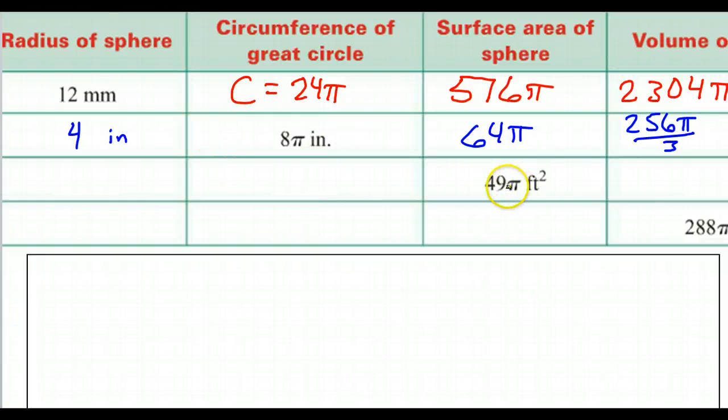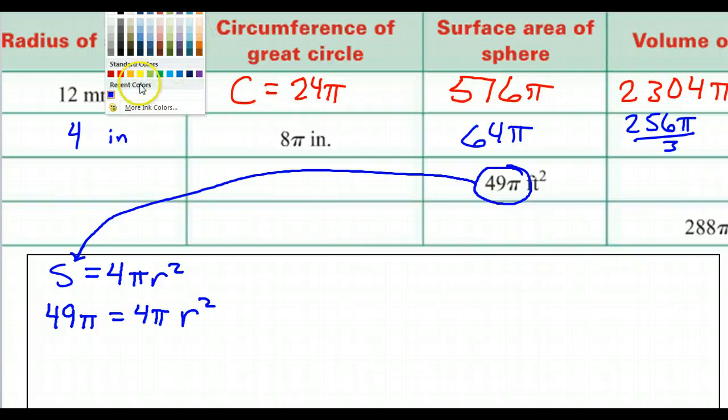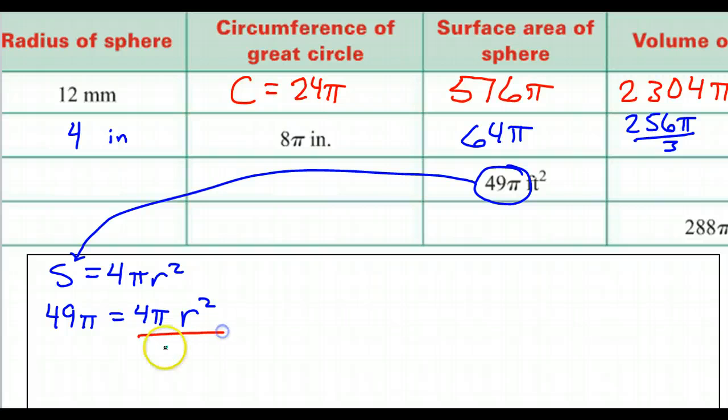This time you are given the surface area. So that means you better start off with the surface area formula, 4 pi r squared. So of course we're going to take this surface area and put it in for S. So that's going to give us 49 pi is equal to 4 pi r squared. So we need to get the radius as fast as we can. So we need to divide both sides by 4 pi.